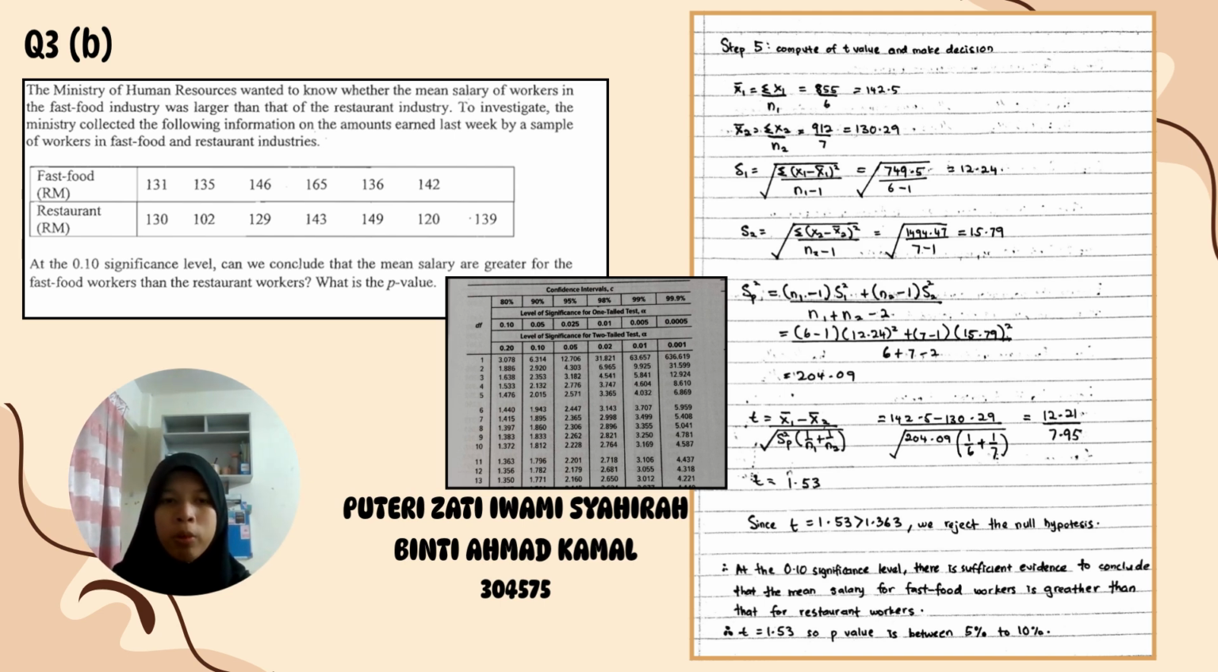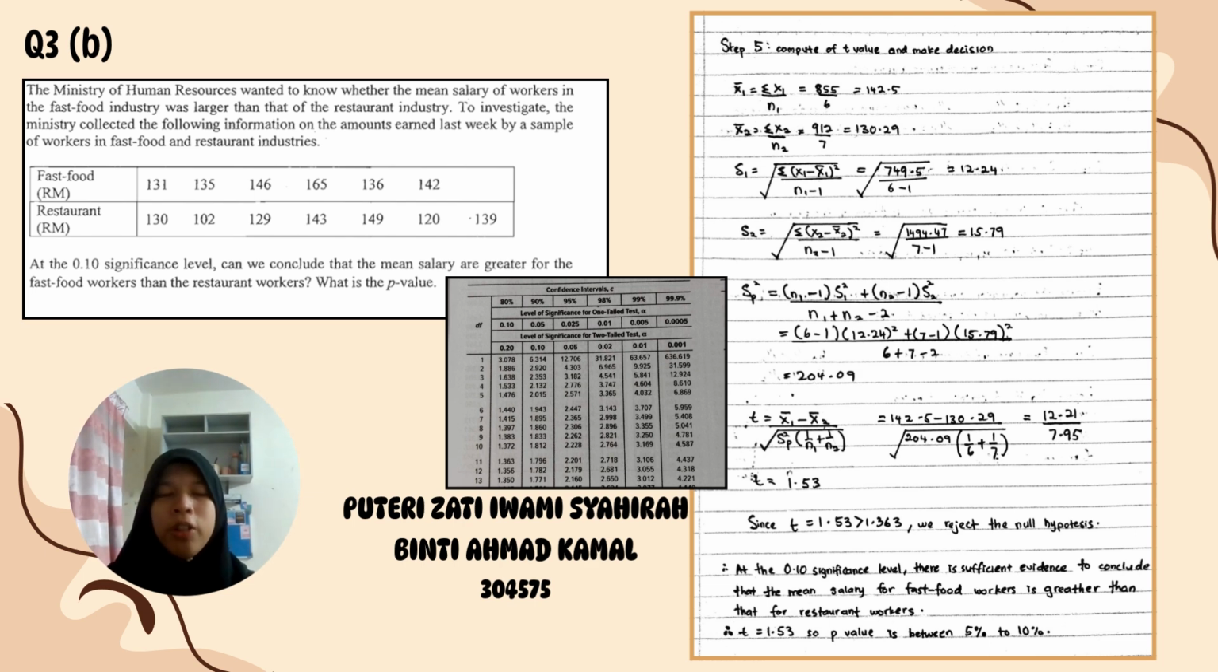Then we calculate the pooled sample variance. The formula is n1 minus 1 times standard deviation 1 squared plus n2 minus 1 times standard deviation 2 squared, divided by n1 plus n2 minus 2. And then we got 6 minus 1 times 12.24 squared plus 7 minus 1 times 15.79 squared, divided by 6 plus 7 minus 2, equal to 204.09.